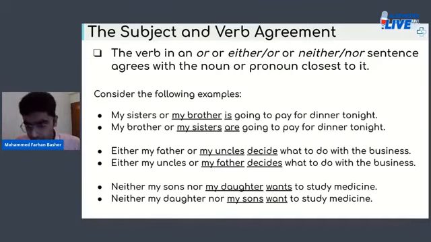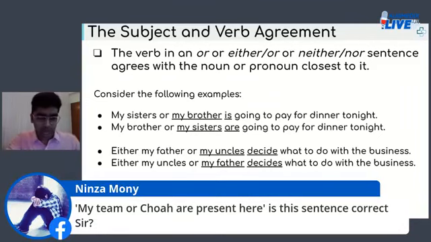All right, we've got some questions here. Let's see if I can answer these questions. My team or coach are present here. Is the sentence correct, sir? No, it's not. If you're going to talk about your coach, you mean only one coach, right? So if you have one coach, then of course the subject is singular and the verb following must also be singular, which is why this sentence would rather be my team or our coach is present here, not are present here.